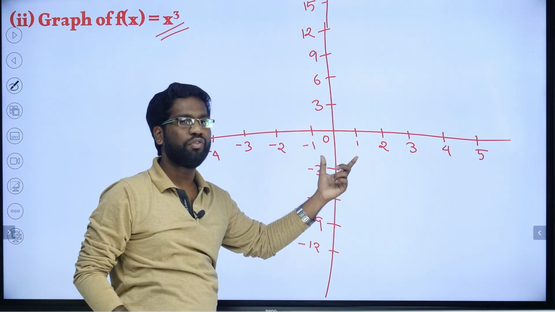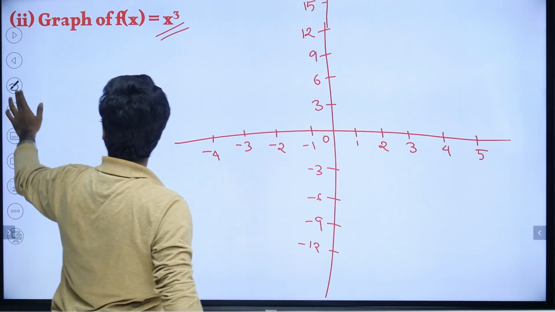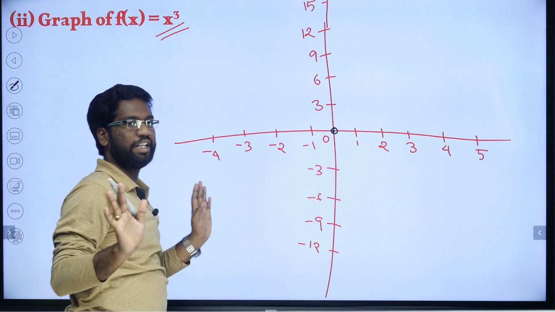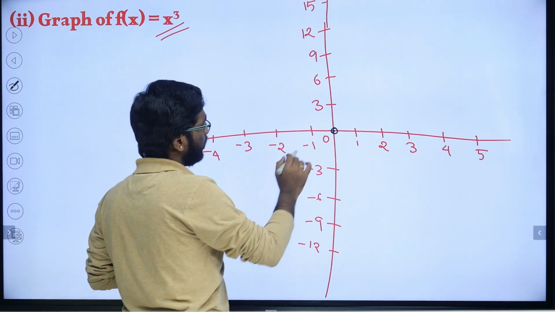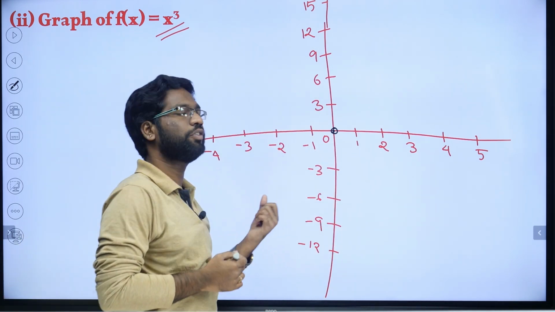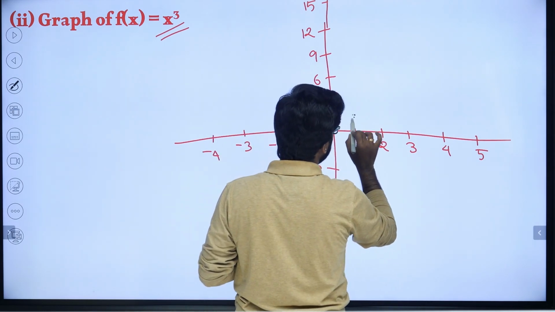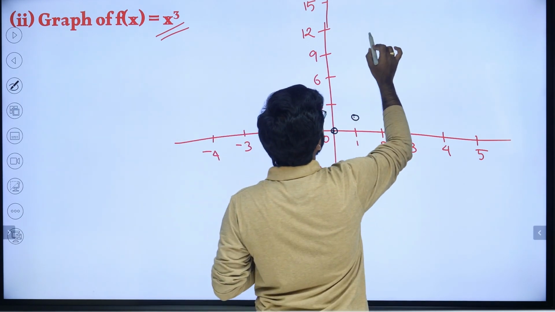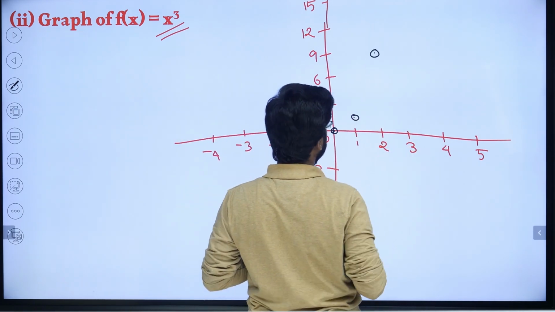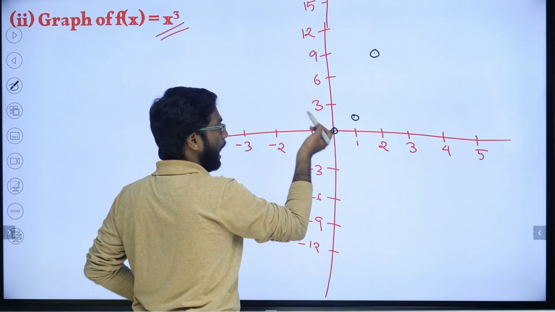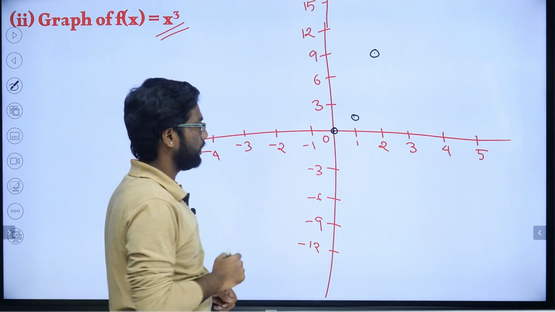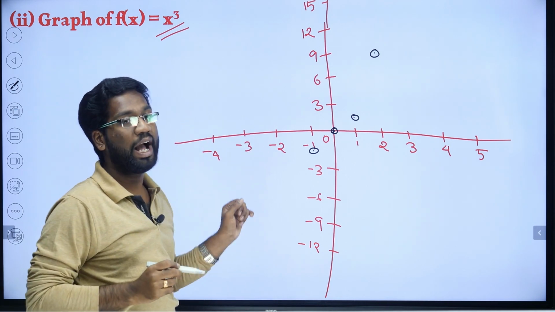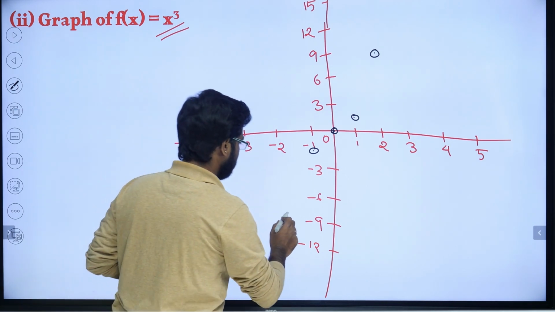Now for 1, what value will I get? Let me start with 0. I hope you all know, for 0, I will get 0 alone. There is no issue. For 1, what will I get? For 1, it's 1 only. Approximately it will be here. For 2, what is the answer? For 2, it's 8, less than 9. In the same way, for -1, again I'll get -1 only. So it will be approximately like here. And for -2, I'll get the answer -8.